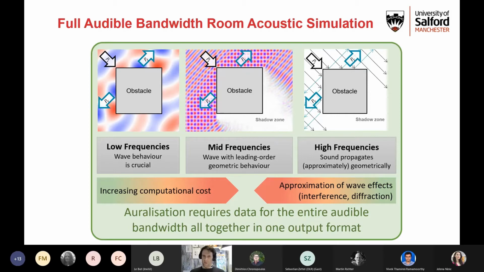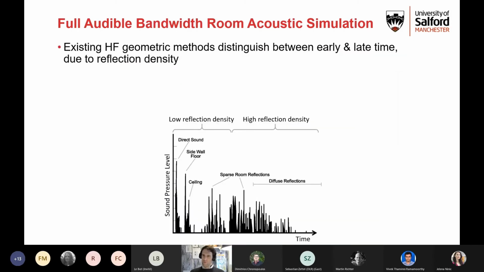So that's kind of what I'm going to try and look at here. That's why I'm sort of looking at these synergies, and thinking about how you might actually do full audible bandwidth room acoustic simulation. If you look at geometrical methods currently adopted in acoustics, they distinguish between early reflection time and late reflection time.